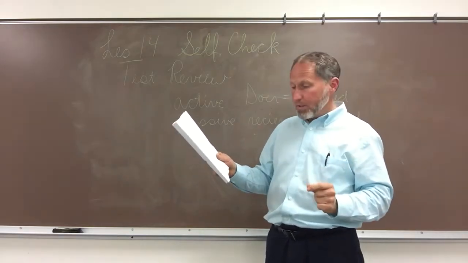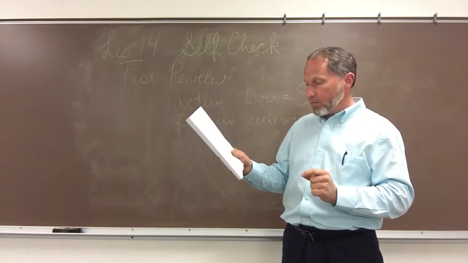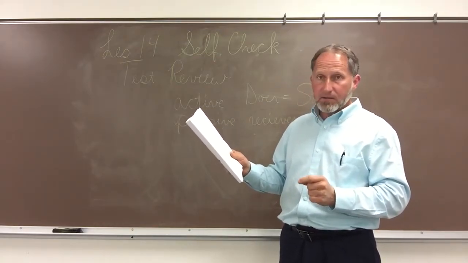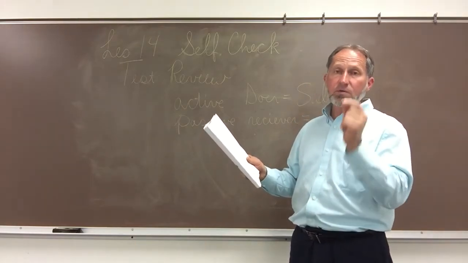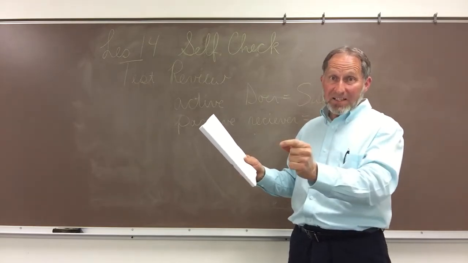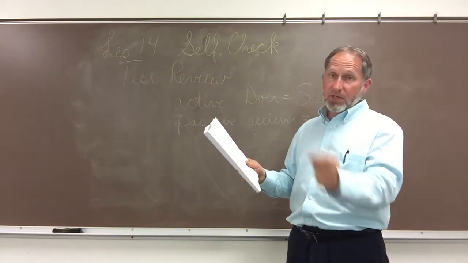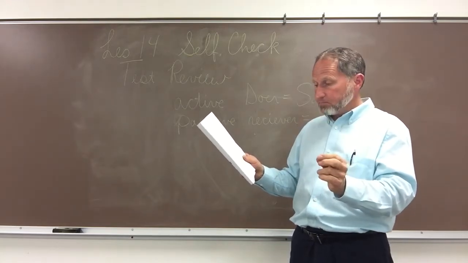Numbers 21 and 22. Underline the participle phrases. Draw an arrow from each to the word it modifies. Now remember those participles? Verbs being used as adjectives. Often ending in ed. Sometimes ing, sometimes t, and so on, but often with ed.